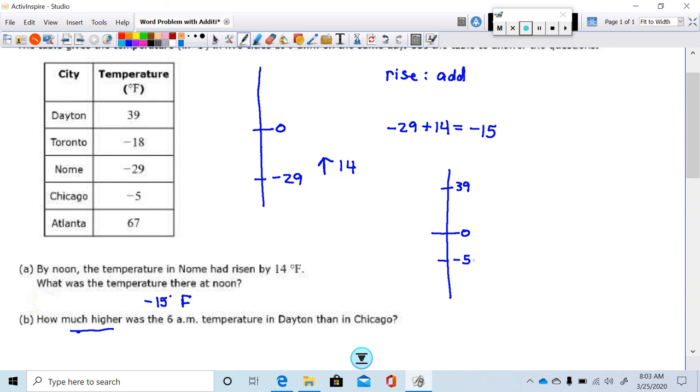to move? Well, from negative 5 to 0 is 5 units. And from 0 to 39 is 39 units. So you moved a total of 44 units. So how much higher was it? It was 44 degrees Fahrenheit higher.